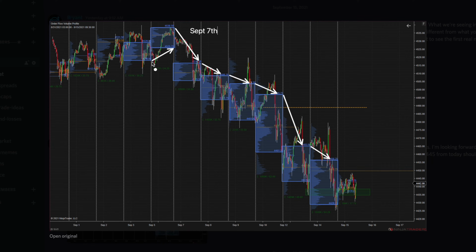What I then did is I like to highlight to show that this is an increase in value. And then on September 7th, we had the first real gap down in value.